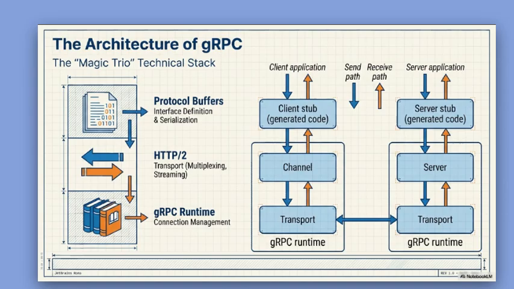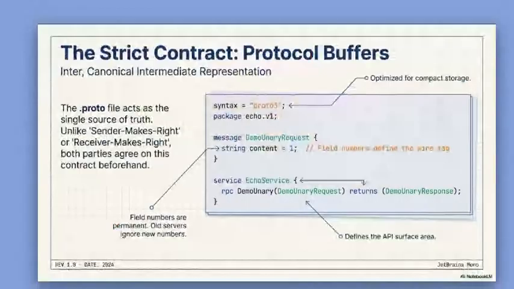But it's not. Not at all. The stub takes that command, turns it into binary, shoots it down the HTTP2 highway, and then the server stub unpacks it on the other side. So it completely hides the fact that I'm crossing a network. Precisely. It makes the network invisible. But, and this is a big but, for that magic to work, you can't be casual about it. You need very strict rules.